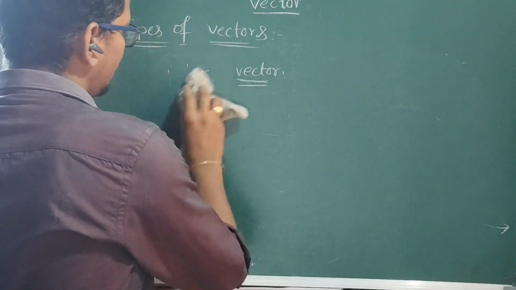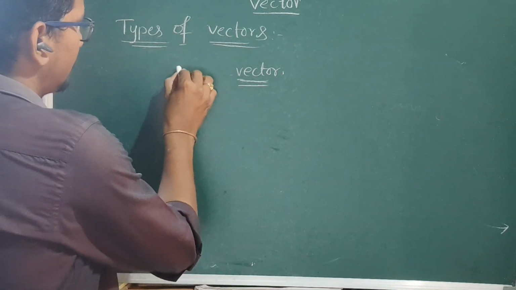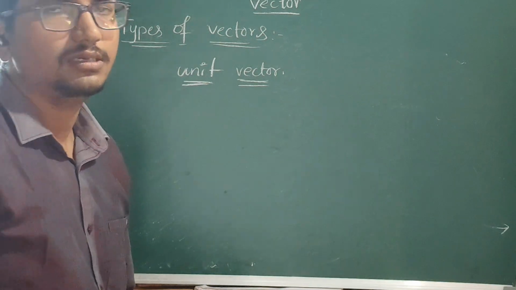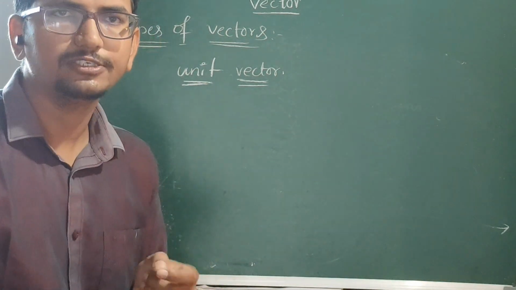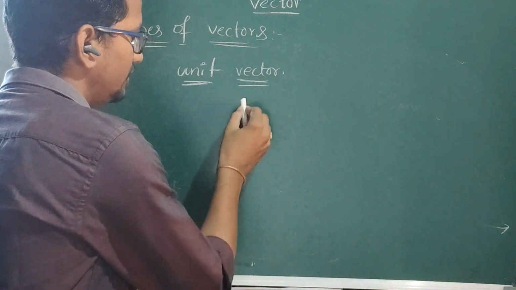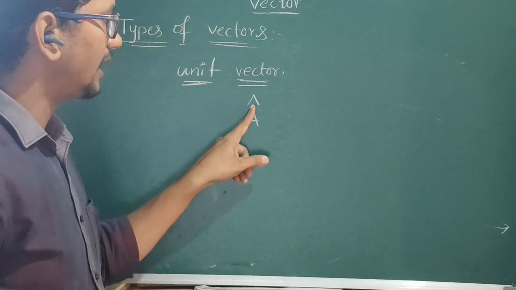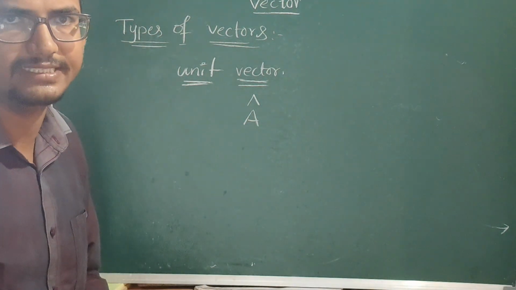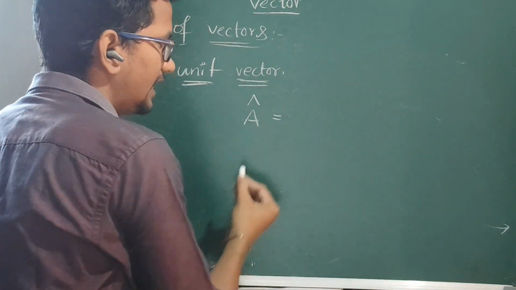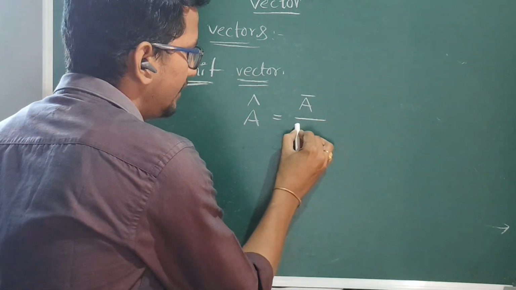Next one. That's a very important topic. This one is called a unit vector. Unit vector means a vector whose magnitude is 1. For example, the representation of the unit vector: we need to take A, that's a cap. Cap indicating the unit vector whose magnitude is 1. How can you write it? A cap is equal to A bar. A bar means direction with magnitude.